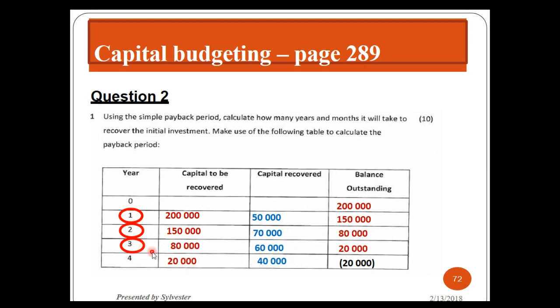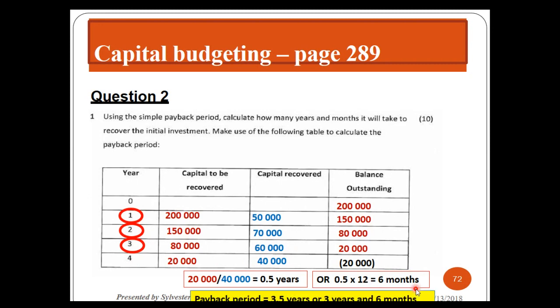So how will I calculate those months? I will say in year 4, I needed 20 out of 40. So I'm just going to say 20 divided by 40, as you can see here. 20 divided by 40, I get what? 0.5 years. Okay? But remember, you can also convert this to months. So if you take this 0.5 years and you multiply it by 12, it means it's 6 months. So all in all, it took me 3.5 years, or you can call it 3 years and 6 months. It's up to you. Okay?